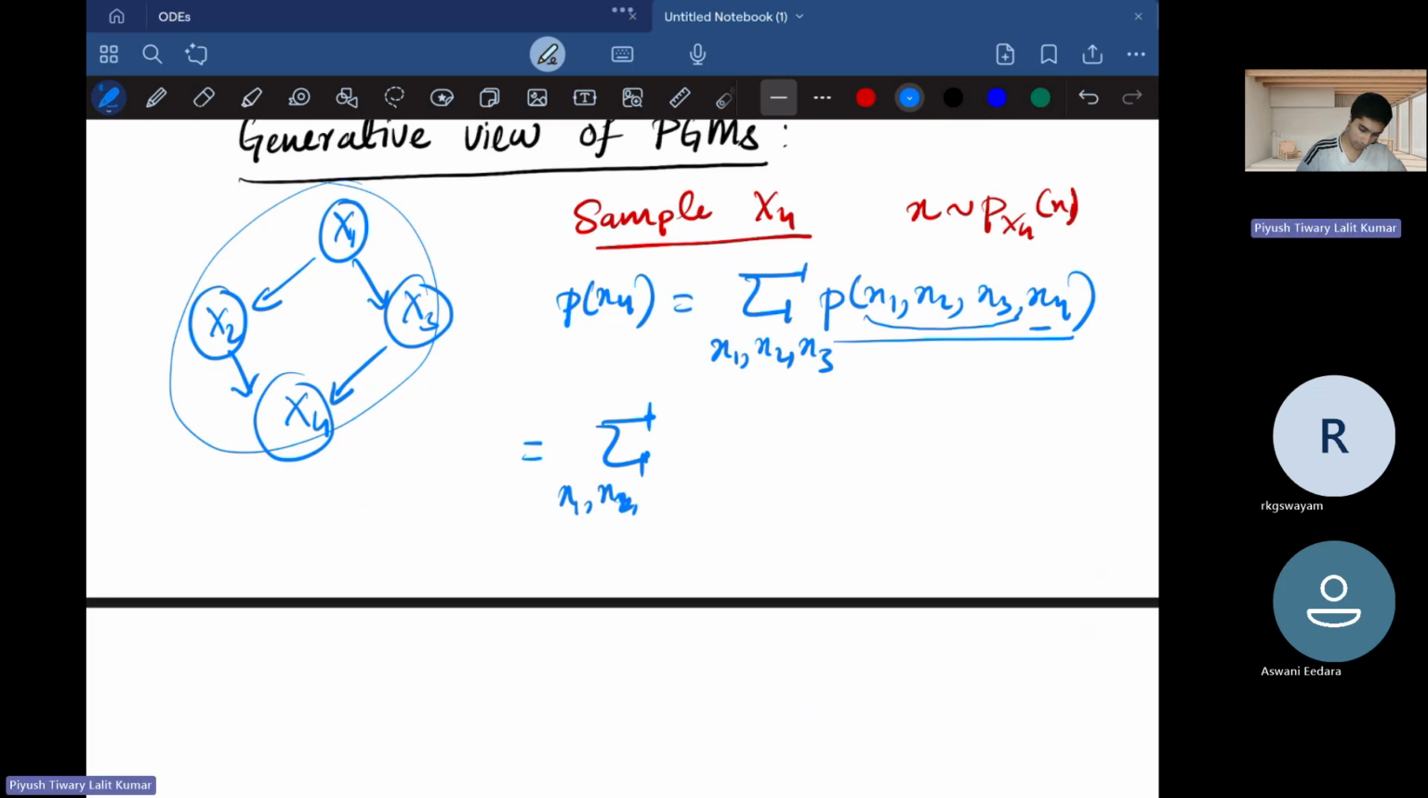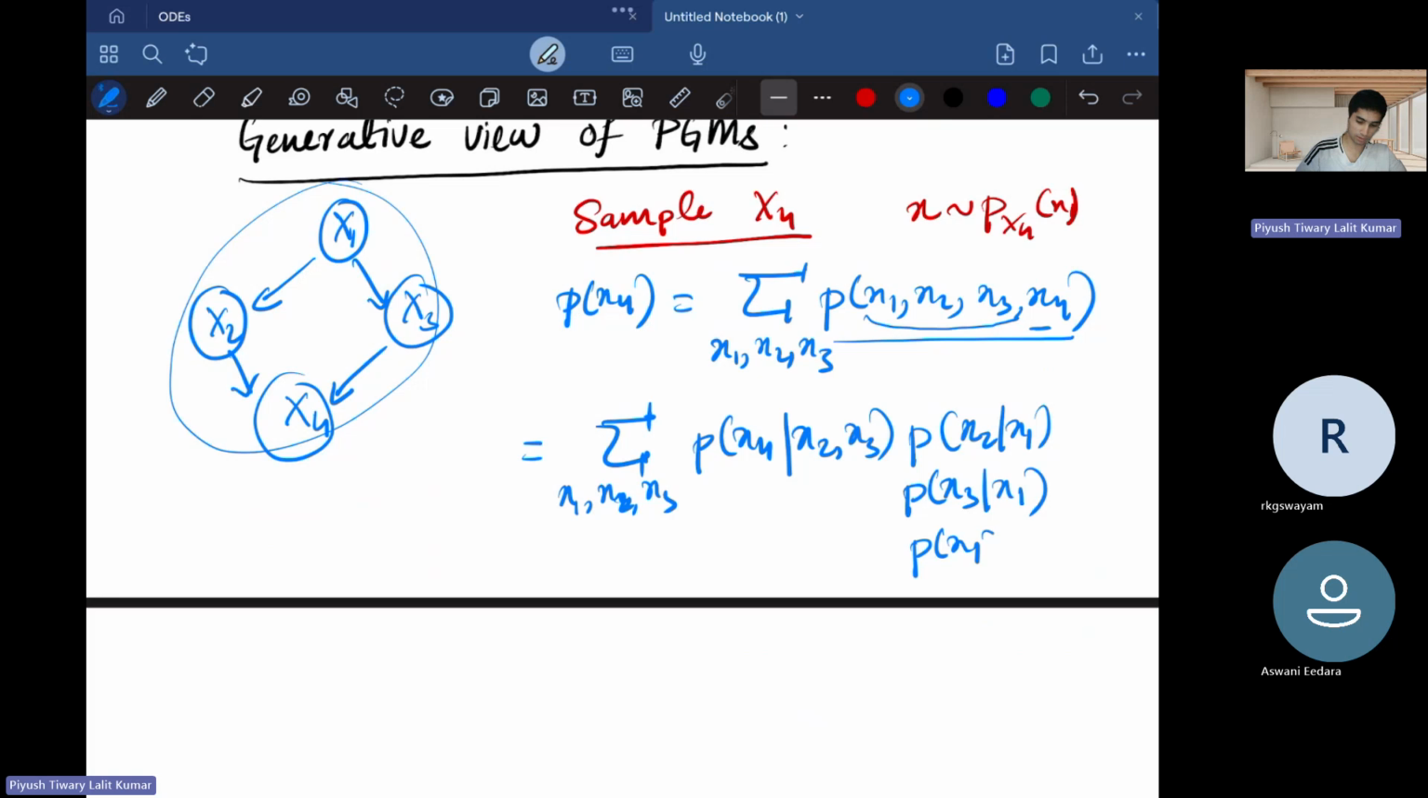x2, and x3. And you can write P of x4. X4 only depends on what? X2 and x3, right? X2 and x3. P of x2 given x1, P of x3 given x1, and P of x1. This is how you can write the distribution of x4 now.